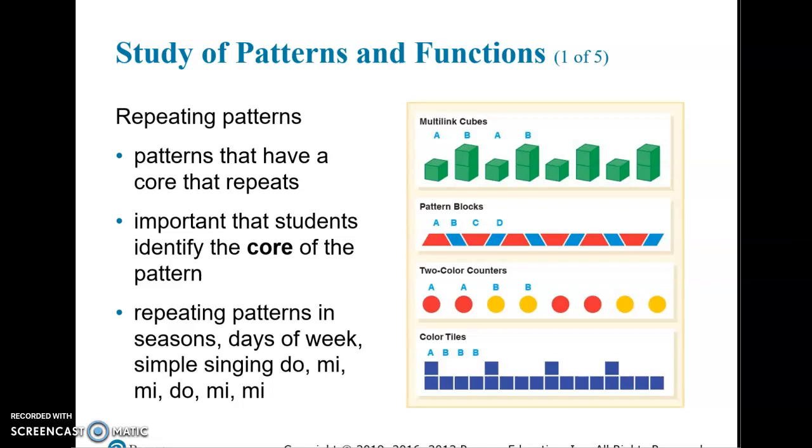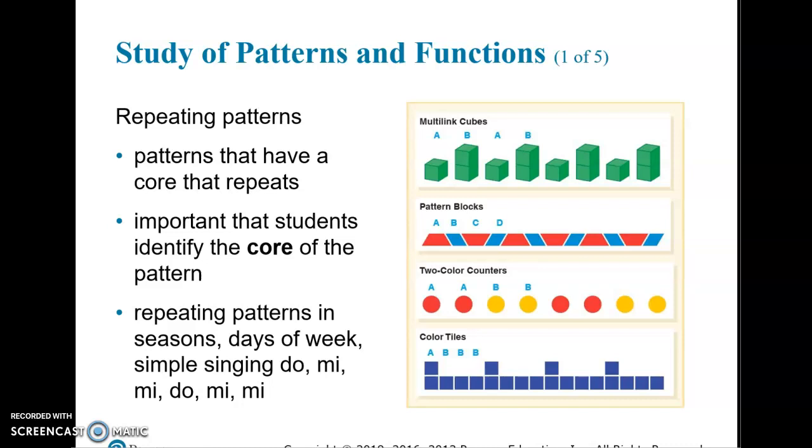Repeating patterns are those patterns that have a core that repeats. For example, red-blue could be the core, and a string of beads continue to form the pattern red-blue, red-blue, red-blue. Red-blue is an A-B type of pattern. Non-number patterns can build a foundation for later noticing numeric patterns.